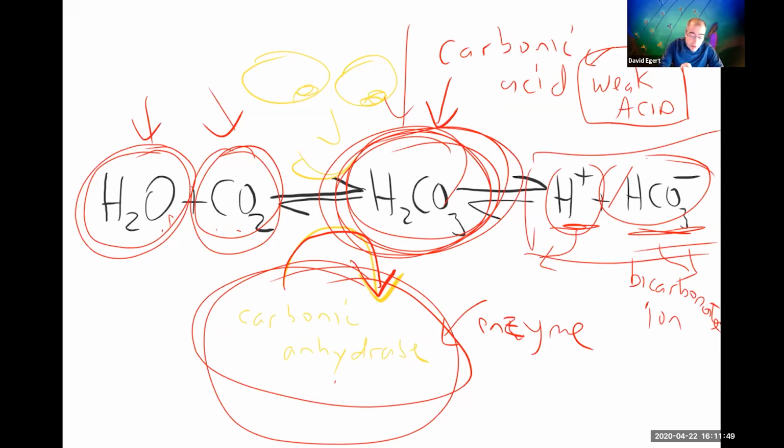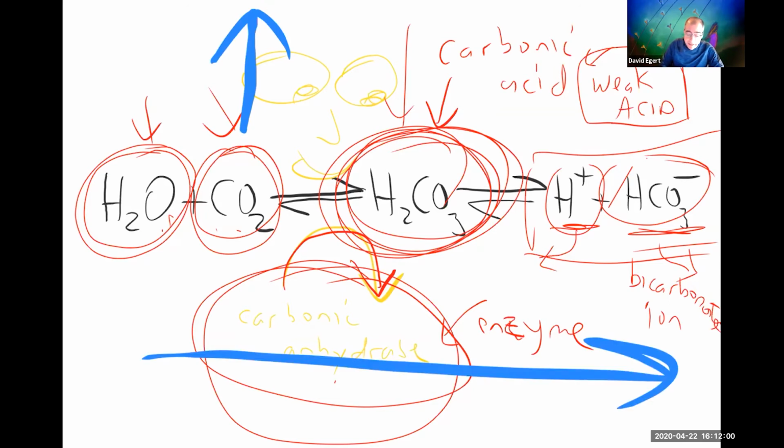As long as we have a really large amount of CO2, it's going to drive the reaction this way. In any kind of reaction, the direction that things go and where an equilibrium settles depends on the concentrations of the different reactants and products. So if we have a lot of CO2, the reaction goes this way, making more bicarbonate.